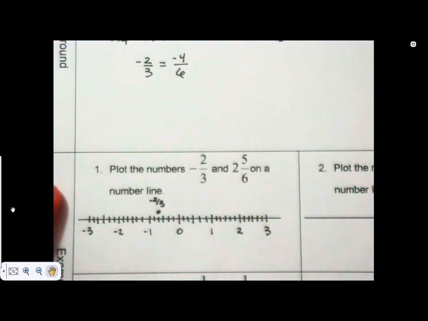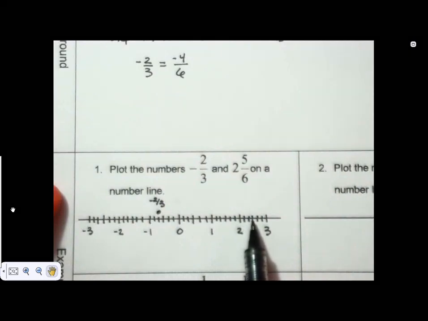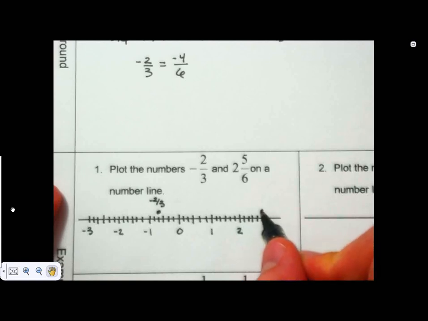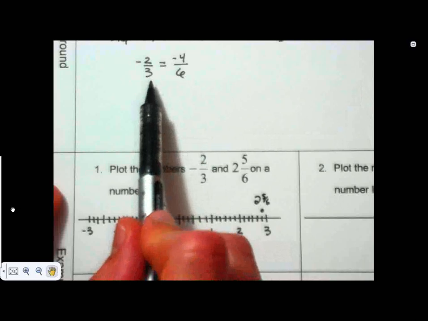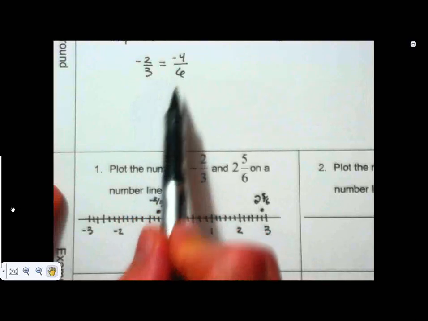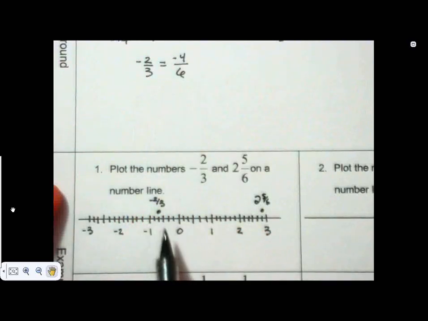And then 2 and 5/6, well, I start at 0 and it's 2 wholes, and then 5/6 beyond that. So 1, 2, 3, 4, 5. I'm going to plot my second number right here. So notice how nice it is if you actually make each fraction something over 6. Notice how nice it is to actually plot the numbers.